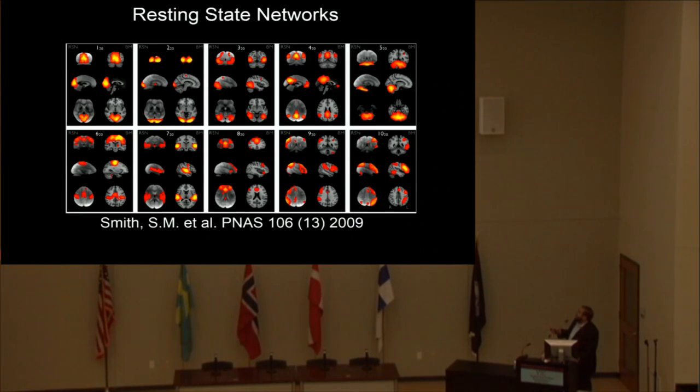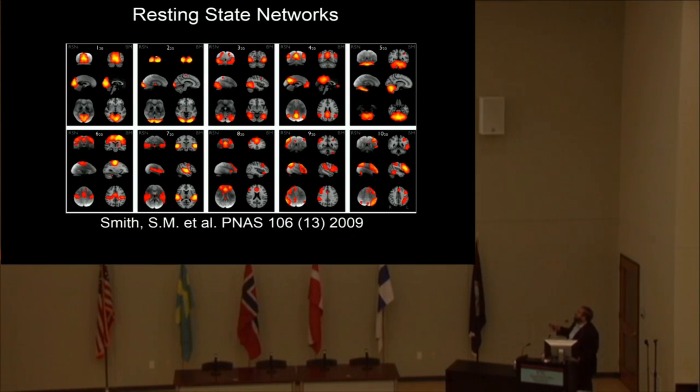This particular set comes from a large meta-analysis of task data as well as independent component analysis of resting state data. And many of these networks have names like salience network or default mode network. But in our minds, at least, the precise functional roles of these networks are not clearly defined.